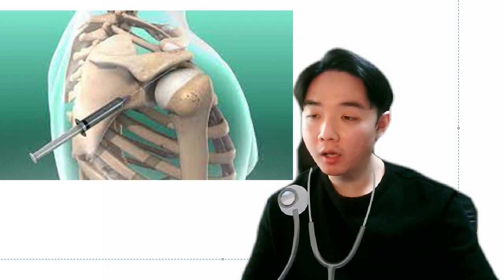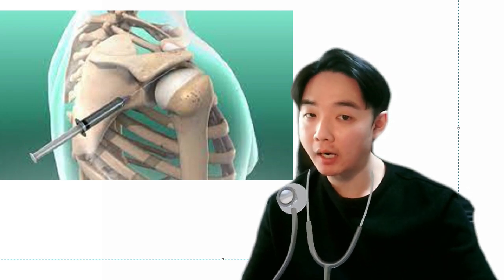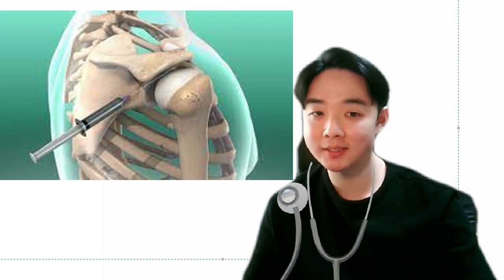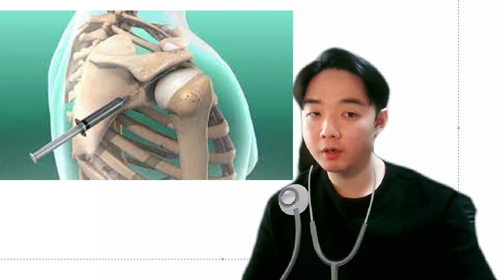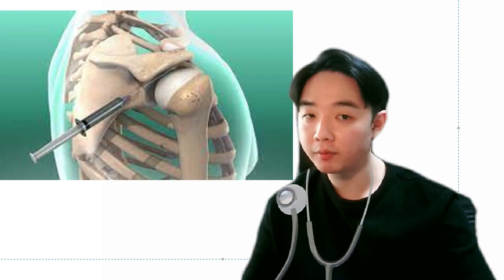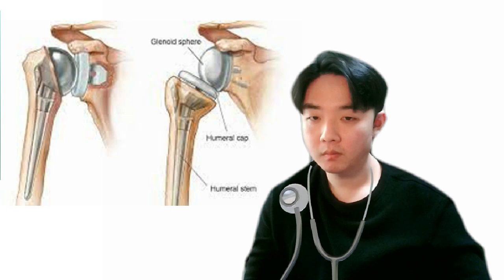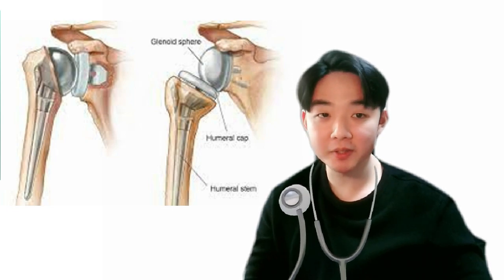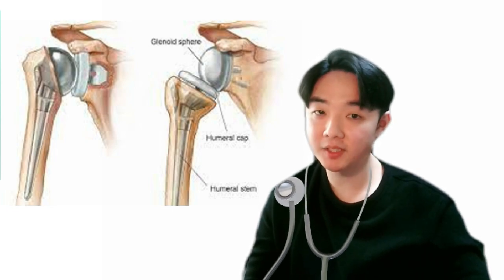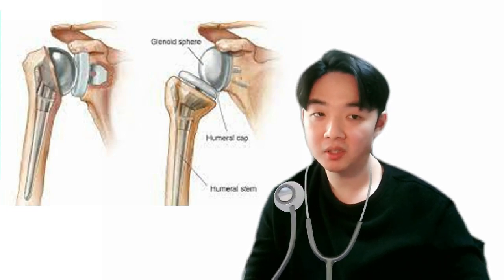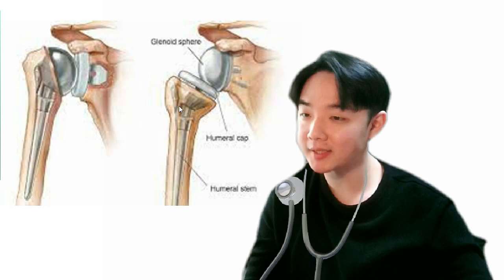Injecting triamcinolone mixed with lidocaine in the subacromial bursa can be effective in treating degenerative arthritis, as subacromial bursitis usually comes along with glenohumeral arthritis. If non-surgical treatment fails, the most effective surgical treatment for shoulder degenerative arthritis is known as joint arthroplasty.